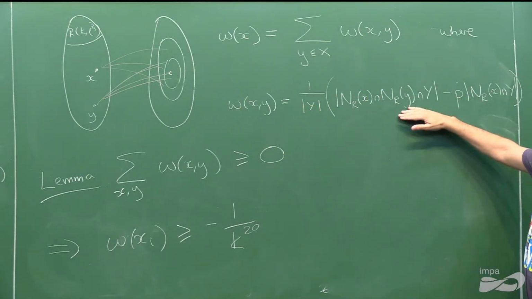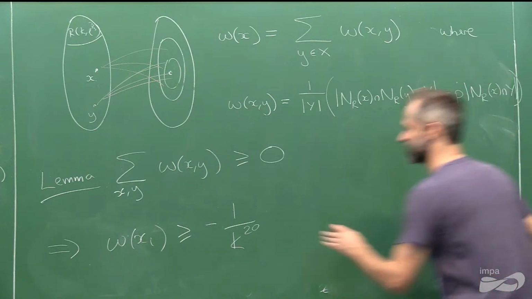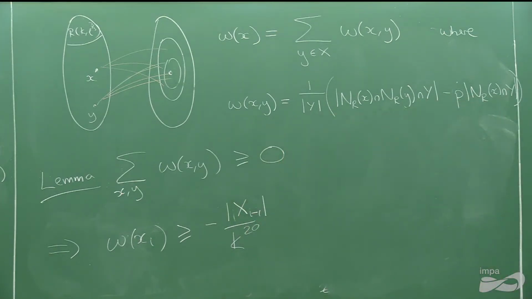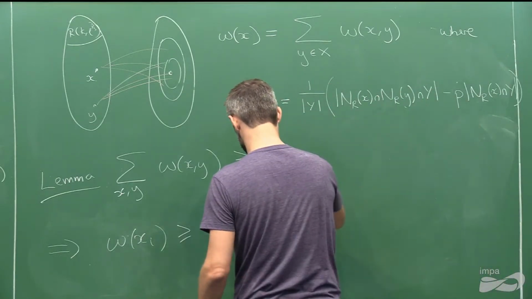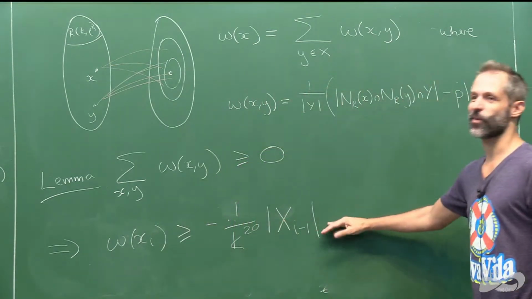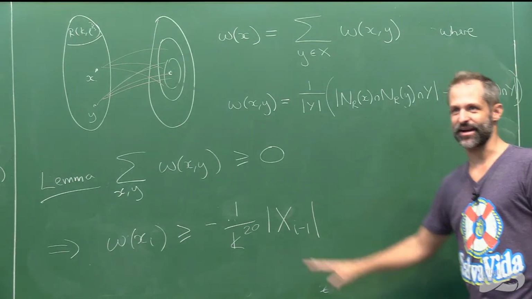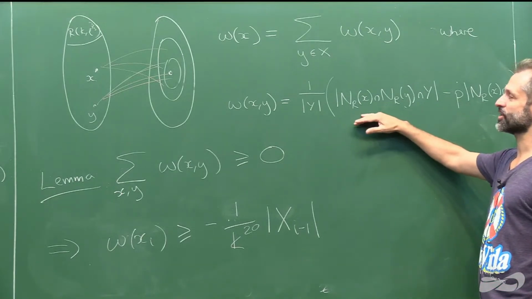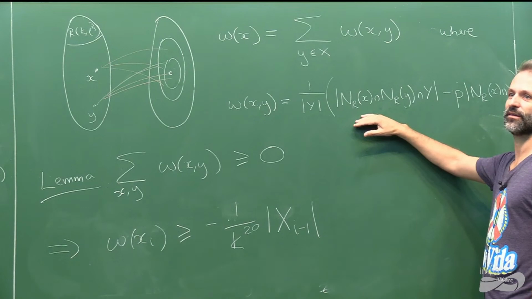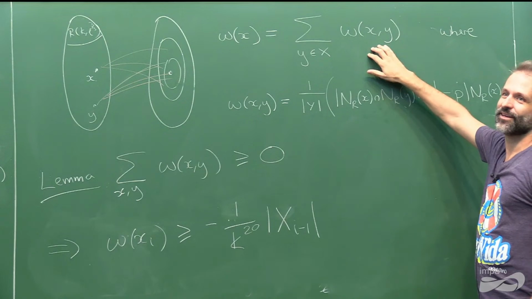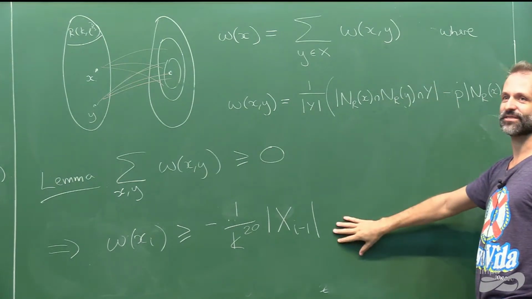Well, how large can wxy be? Sorry, the scale at which W is working is the size of x. So how large can wxy be, the weight of xy? At most 1. So how large can W be? At most size of x. So say we're much smaller than the size of x.